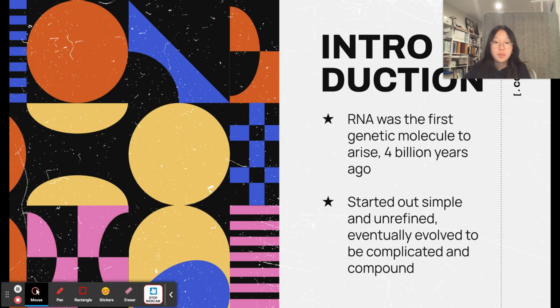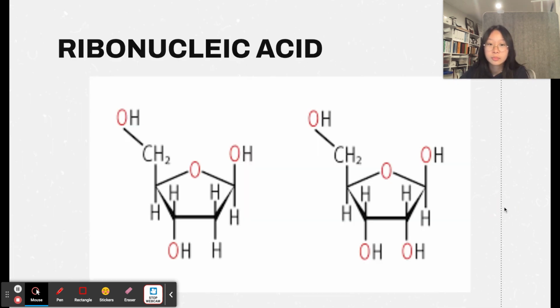Okay, so now we're going to transition to talk about RNA. A little bit of historical context first, though. RNA was the first genetic molecule to arise about 4 billion years ago. It started out as simple and unrefined and eventually evolved to be complicated and compound. And this is what a structure of RNA, also known as ribonucleic acid, looks like, and I'll be going more in depth about RNA.